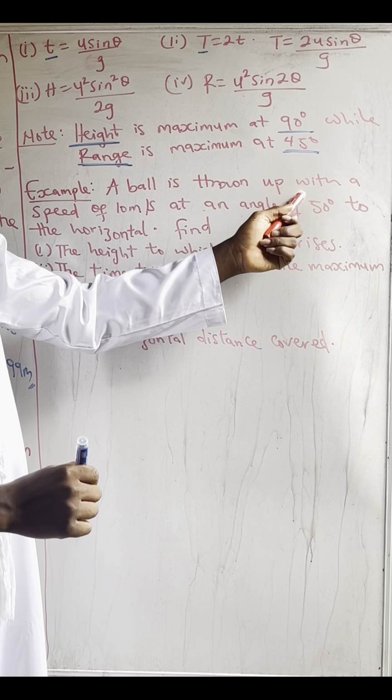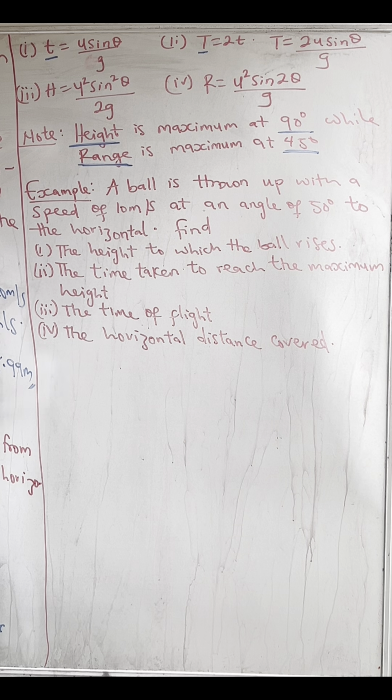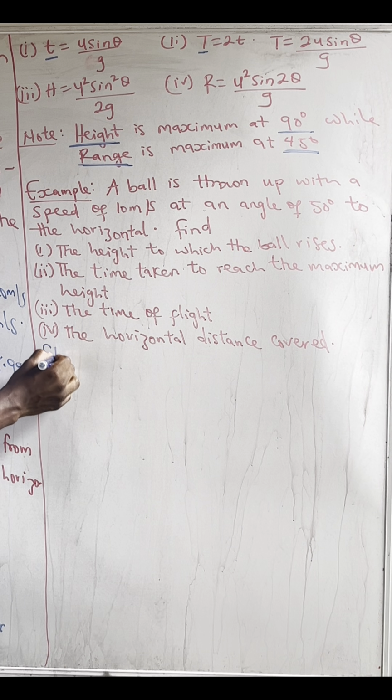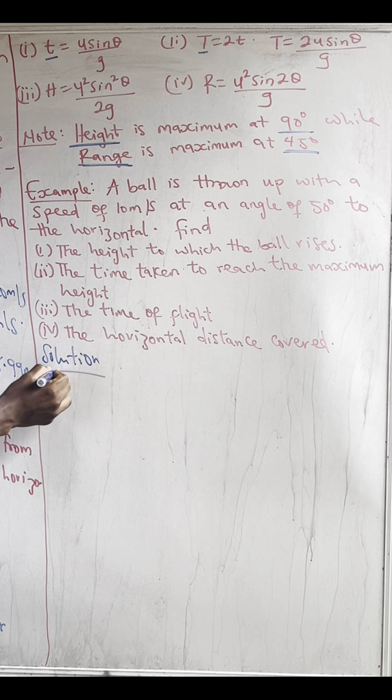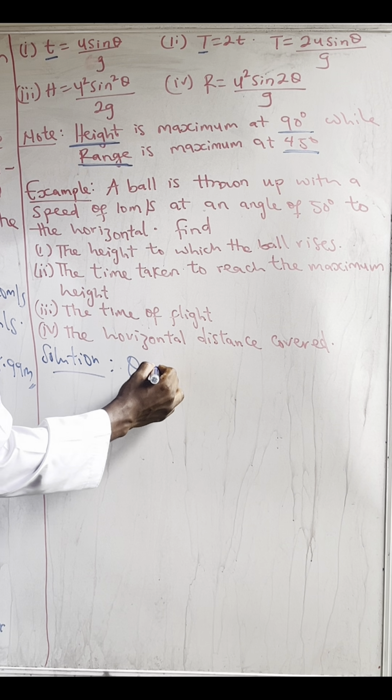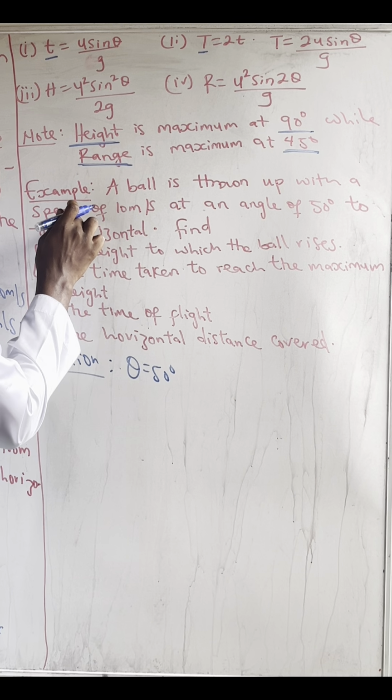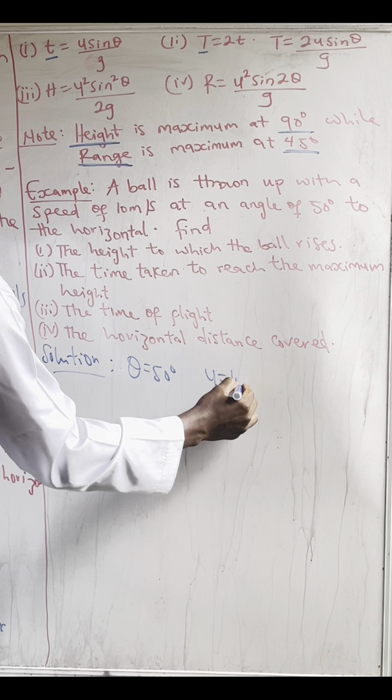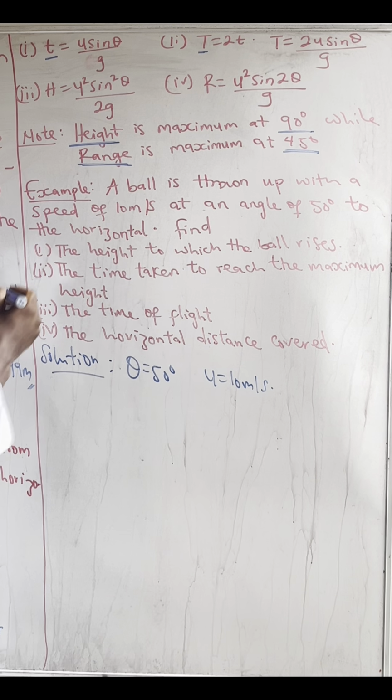A ball is thrown up with a speed of 10 meters per second at an angle of 50 degrees to the horizontal. The angle is 50 degrees. This simply means that theta is equal to 50 degrees, with the speed u equal to 10 meters per second.